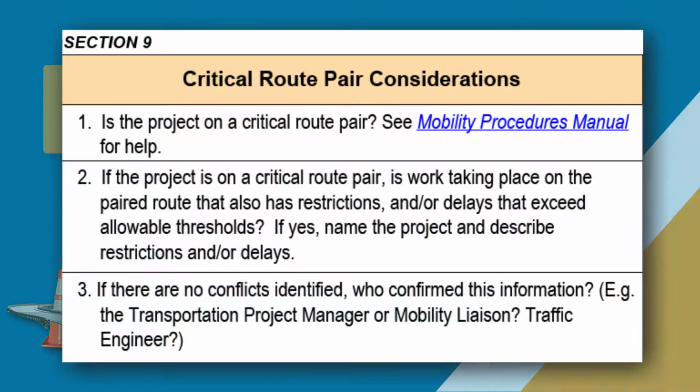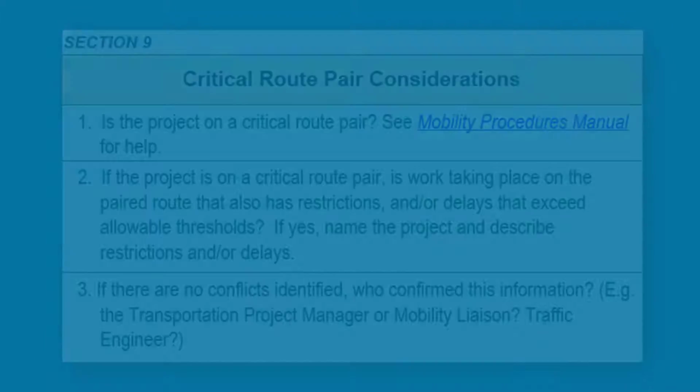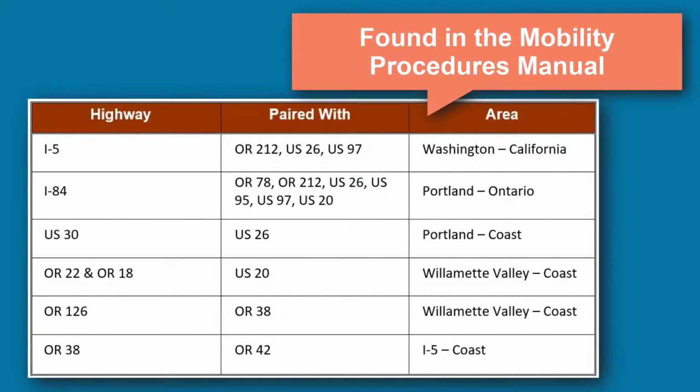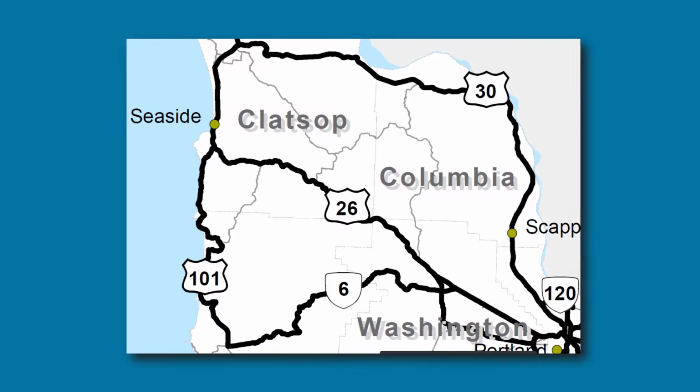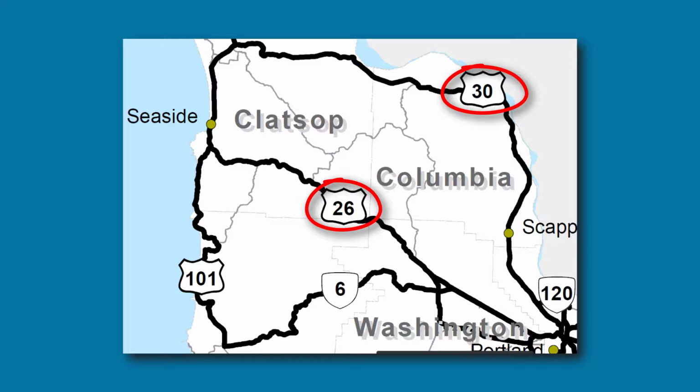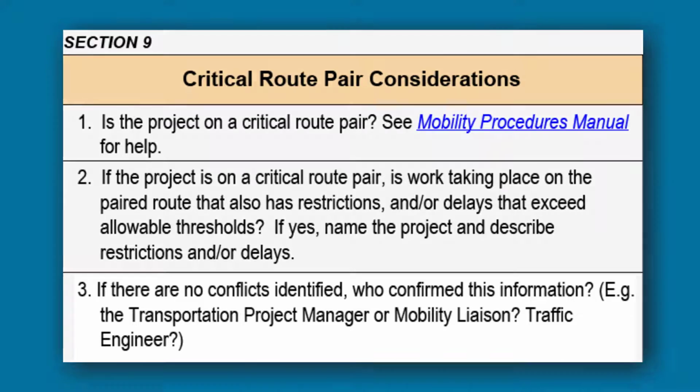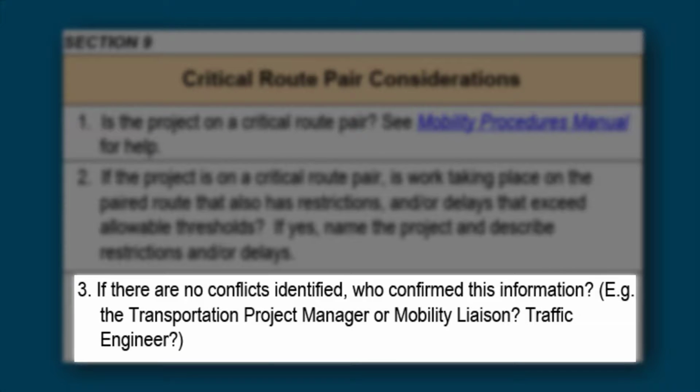Section 9 addresses critical route pairs. A table of critical route pairs can be found in the Mobility Procedures Manual. Per the manual, if a route that is identified on the list of critical route pairs needs to be temporarily restricted, ODOT will take steps to make sure the paired critical route is not restricted. If there are no conflicts, indicate in question 3 who confirmed this information.